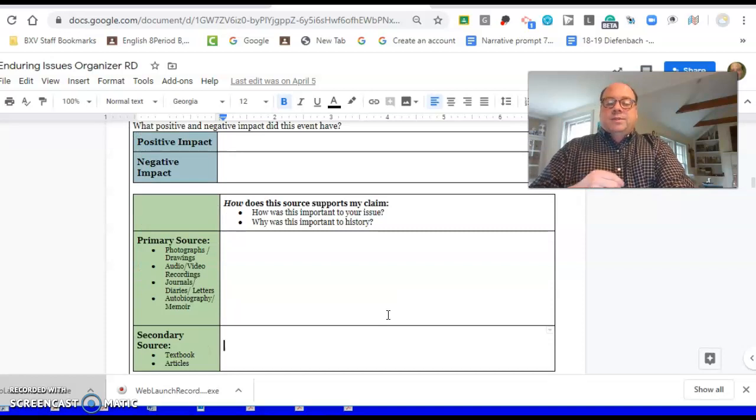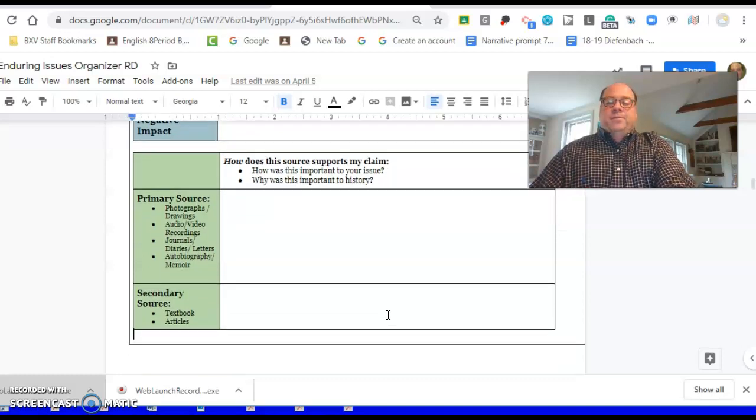Again, primary sources can be images. They're all listed there. Include a couple of examples. You need at least one primary source and one secondary source for your examples. Make sure that you put in the primary and secondary source boxes the specific link, the citation, so that you don't forget about that.